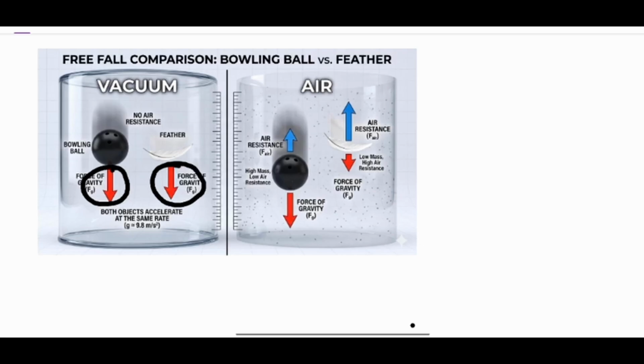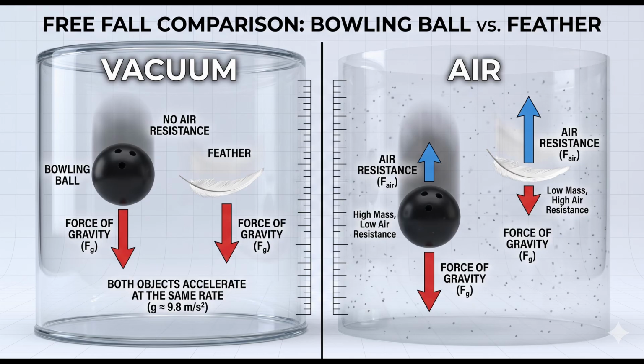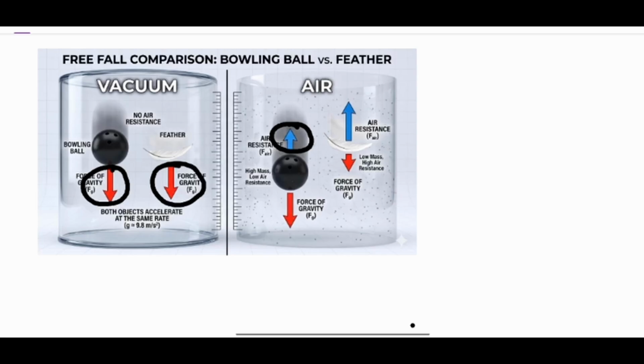Here we see both objects, the bowling ball and the feather, dropped together. But here we can see the air resistance. For the ball, the air resistance is very small, and for the feather, the air resistance is more. Here the effect of gravity is more, here it is less. That means free fall takes place only in a vacuum.